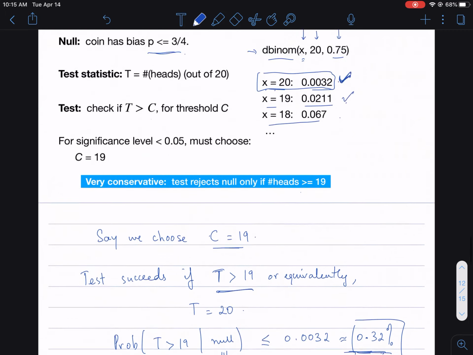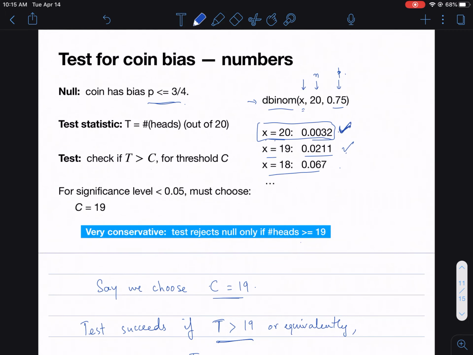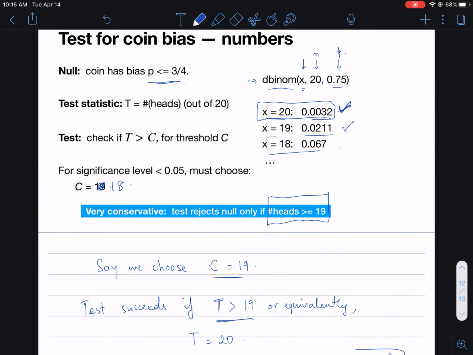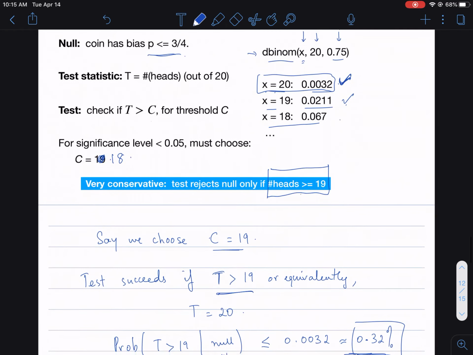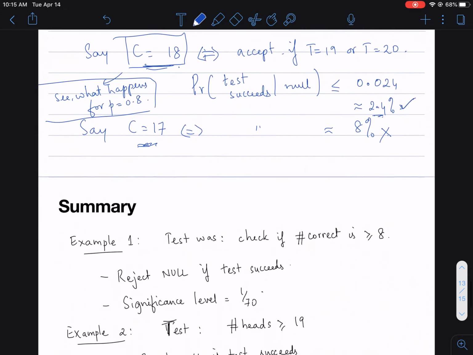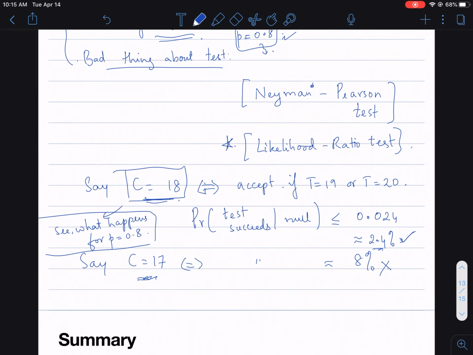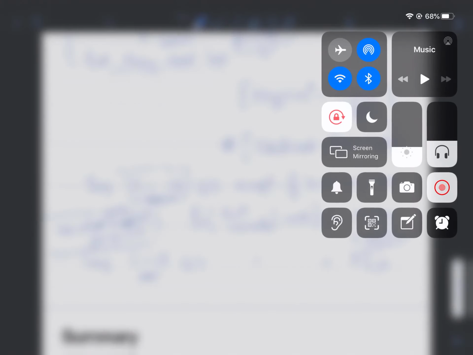So if we want a high confidence, or if we want the probability of rejecting the null to be very high, then the right c to choose is, oh sorry, I should have written c equals 18. So this is how you do these calculations. Right, so let me come to a quick summary of hypothesis testing in the next video.